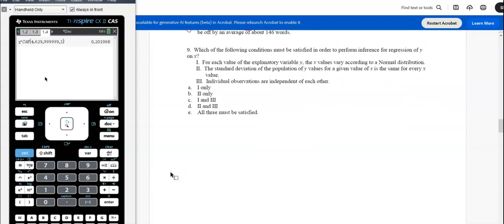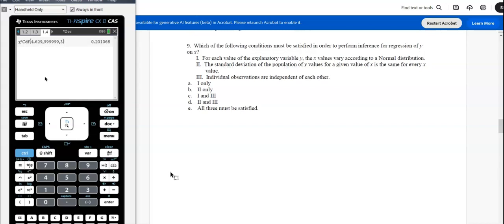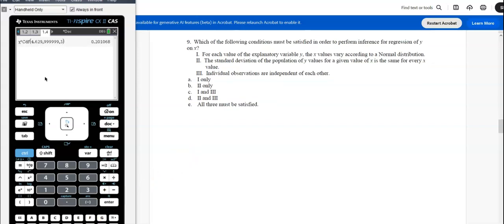Which of the following conditions must be satisfied in order to perform inference for regression of y on x? For each value of the explanatory variable, the y values vary according to a normal distribution. The standard deviation of the population of y values for a given value of x is the same for every x value. Individual observations are independent of each other. Okay, so independence, this one is maybe the most obvious, that's got to be it. So if I see 3 as part of it, I'm leaning towards it, these two are out because it's got to be 3. 2 looks pretty good.